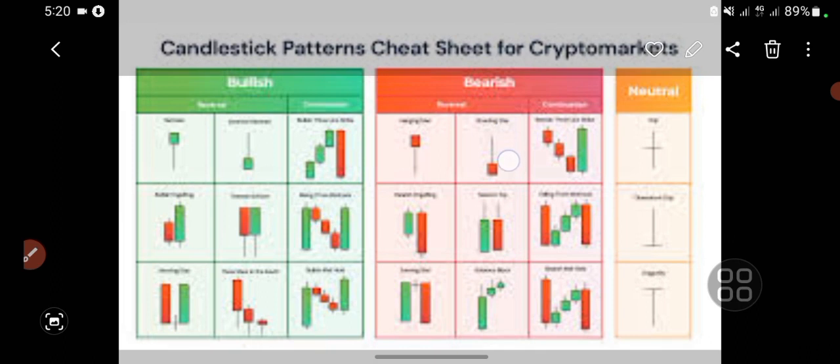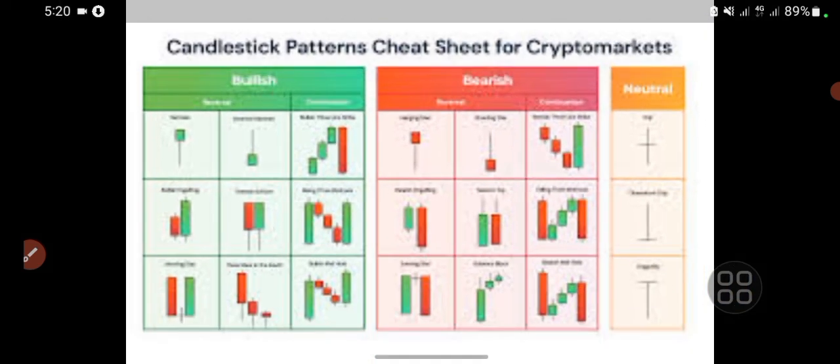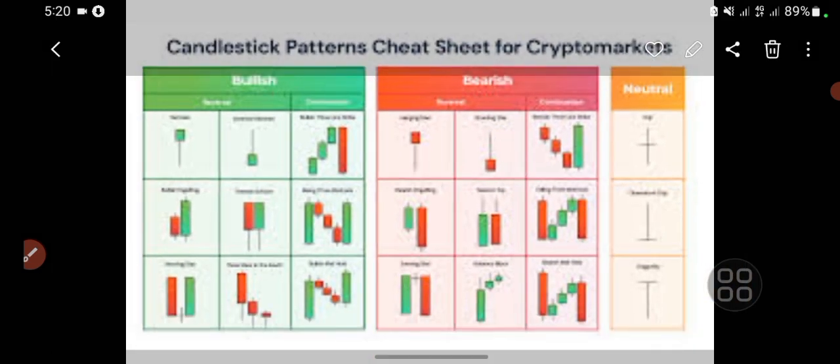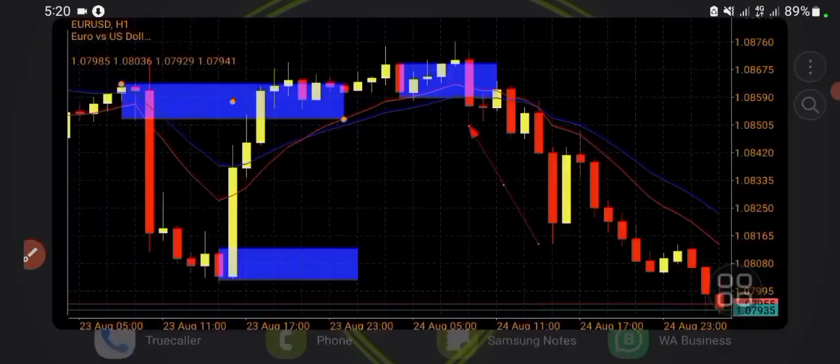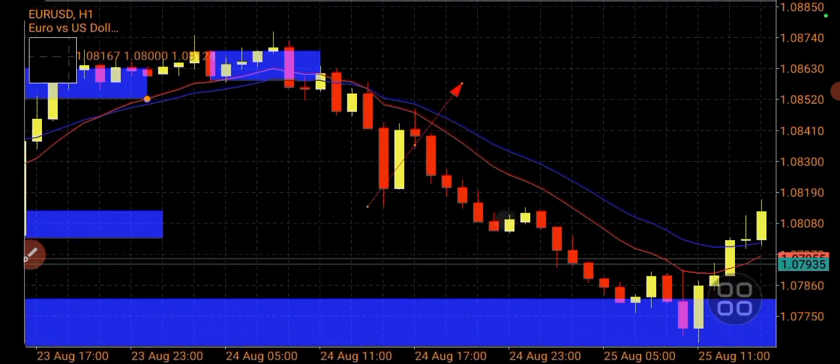Because look at the shooting star. And yeah, I think it's a shooting star. This is a sign of bearish, a sign of indication to reverse. Market is going to change direction. As you can see, after it did, the market changed direction and dropped down and dropped down.